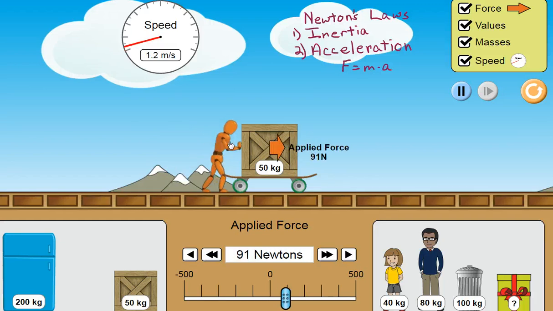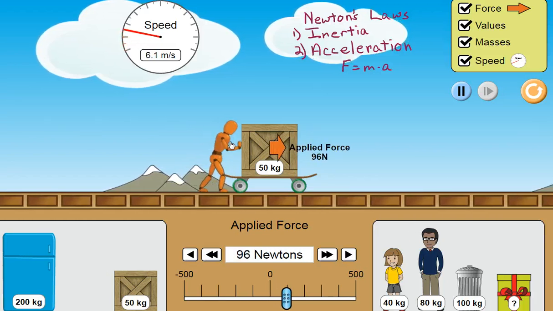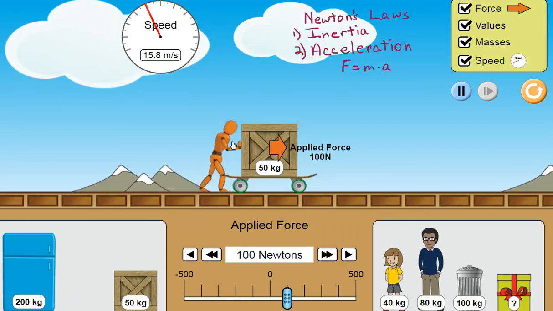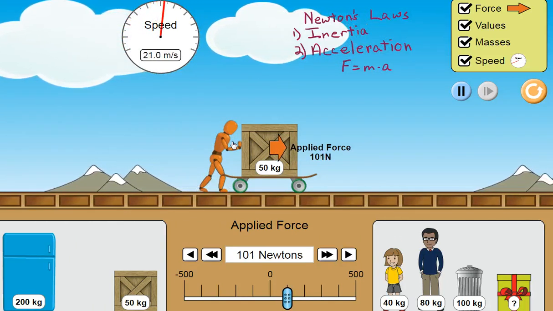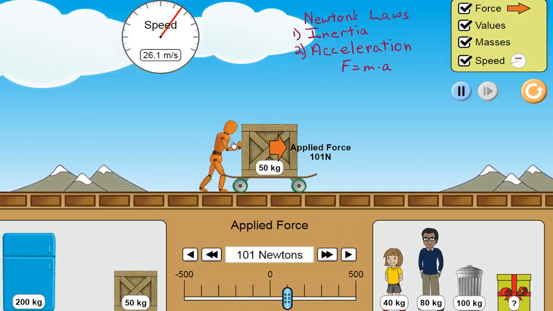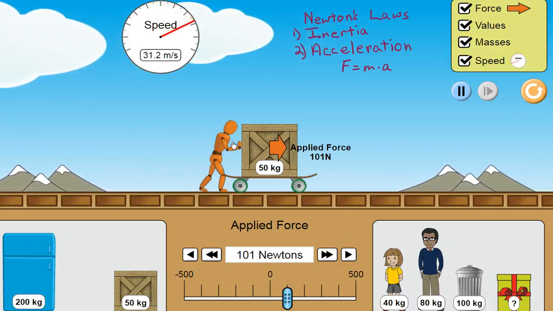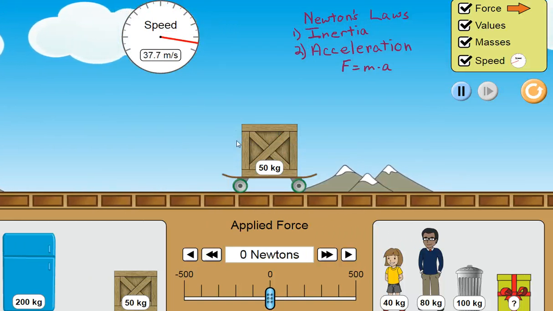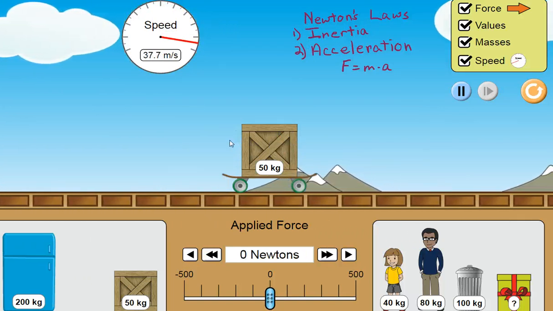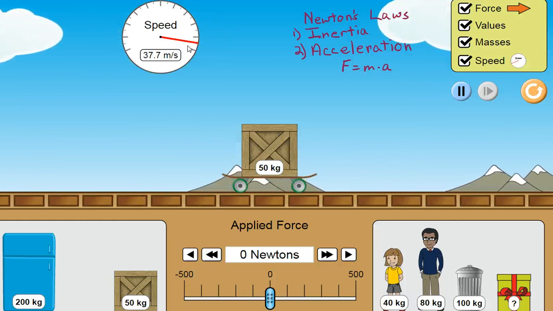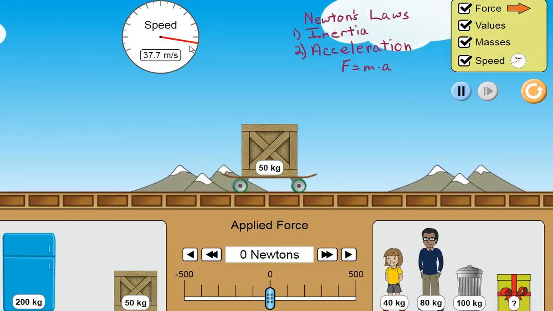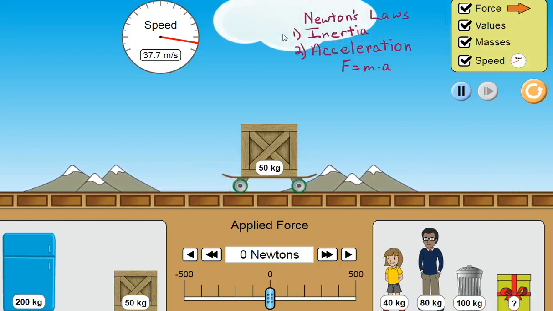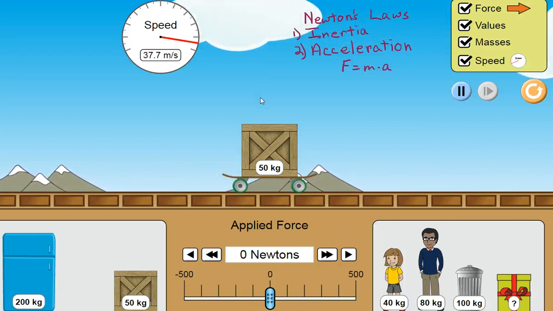Alright, so if I continue to apply a force, then it makes sense that the speed will continue to increase. And you can see, looking at the speedometer, that it's getting faster and faster and faster. So this is an example of Newton's second law, force equals mass times acceleration, because it is accelerating. If I let it go, now it no longer accelerates. You can see that the speed maintains a constant velocity, and that would be an example of Newton's first law, the law of inertia. An object in motion will remain in motion.